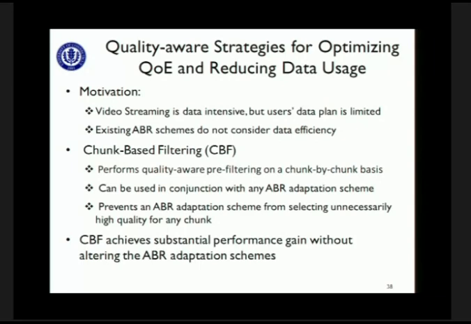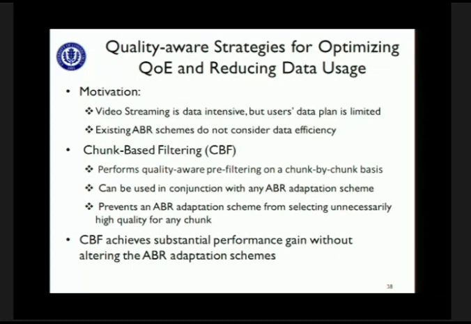Okay, now how do we reduce the data usage? Well, right now, most ABR schemes use something called track-based filtering. So that means that if you specify, I want to have, say, 80% quality with this data plan, they basically cut off anything above 80% and then present only the ones that are within the quality level to the user.